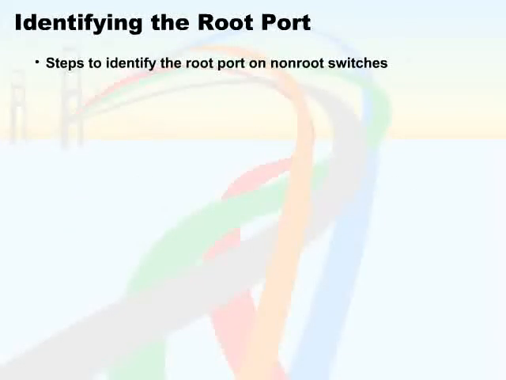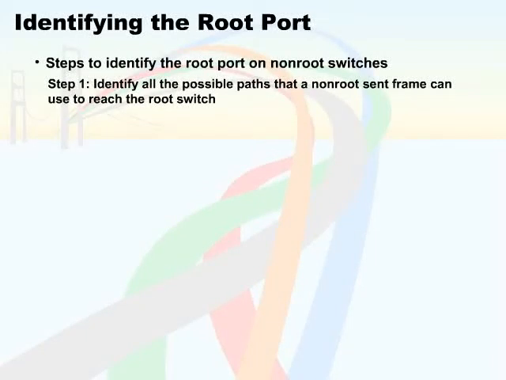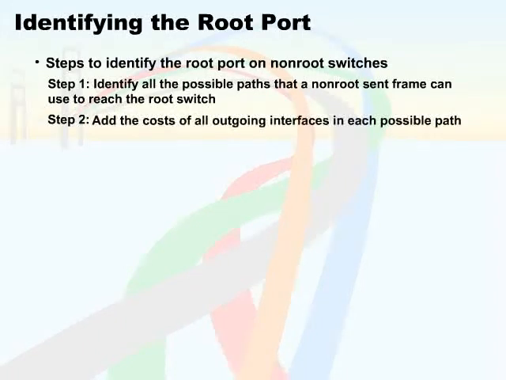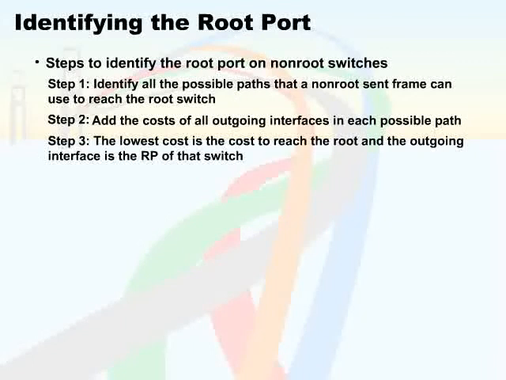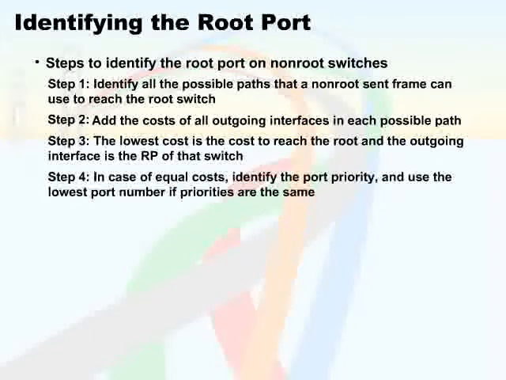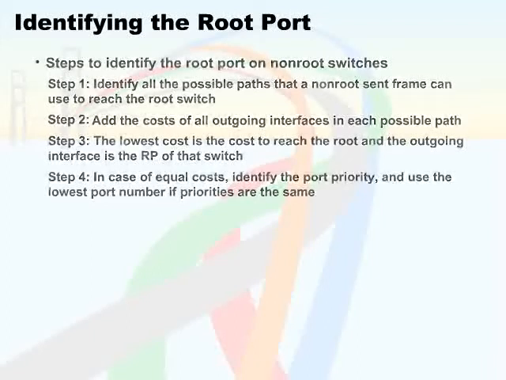Well, to determine the root port, 1. Identify all the possible paths that a non-root switch can use to send frames to the root switch. 2. Add the costs of all outgoing interfaces in each possible path. 3. The lowest cost is the cost to reach the root, and the outgoing interface is the RP, or root port, of that switch. 4. In case of equal costs, identify the port priority. If the port priorities are the same, use the lowest port number.